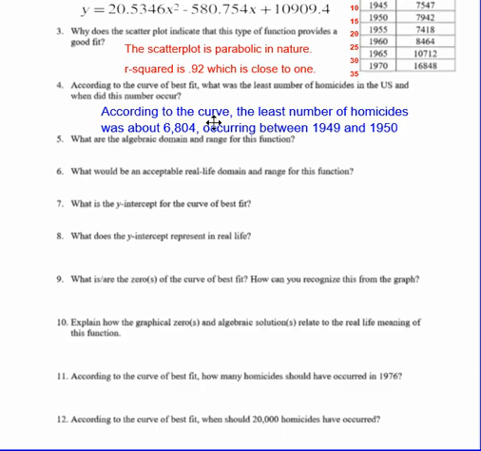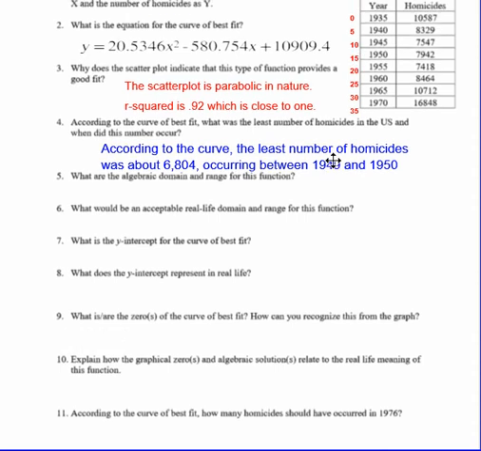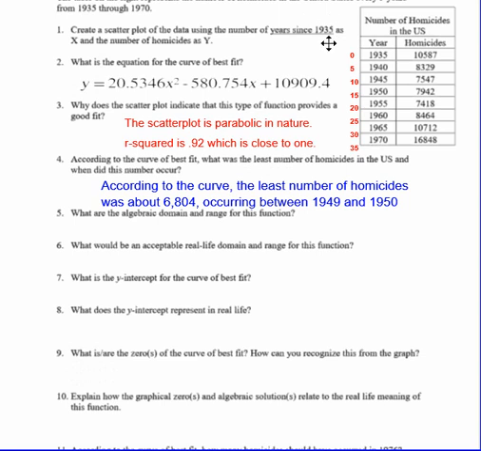So we can use that information to say that according to the curve, we've got this to be approximately the least number of homicides. It was down at the bottom of the parabola, and it occurred between 1949 and 1950. Because our value was 14.14 for X, if we add 14 to the year 1935, we would get 1949, but it's a little bit more than that. We can't tell exactly what time of year, so we'll just say that it's between those 2 years.